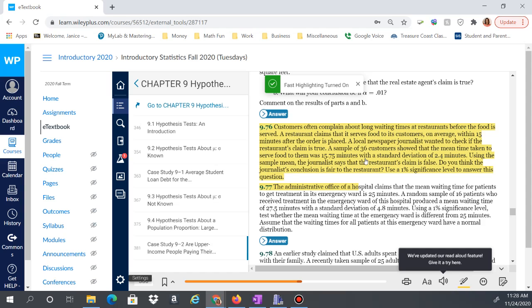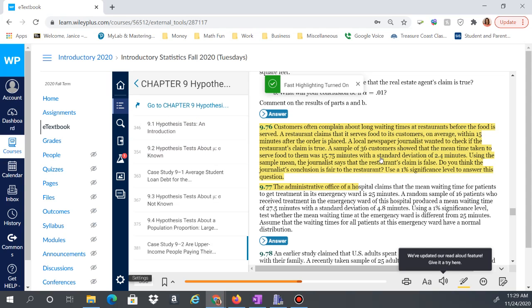All right, so customers often complain about long wait times at restaurants before the food is served. A restaurant claims that it serves food to its customers on average within 15 minutes after the order is placed. A local newspaper journalist wanted to check if the restaurant's claim is true. A sample of 36 customers showed that the mean time taken to serve food to them was 15.75 minutes, with a standard deviation of 2.4 minutes. Using the sample mean, the journalist says the restaurant's claim is false. Do you think the journalist's conclusion is fair to the restaurant? Use a 1% significance level to answer this question.